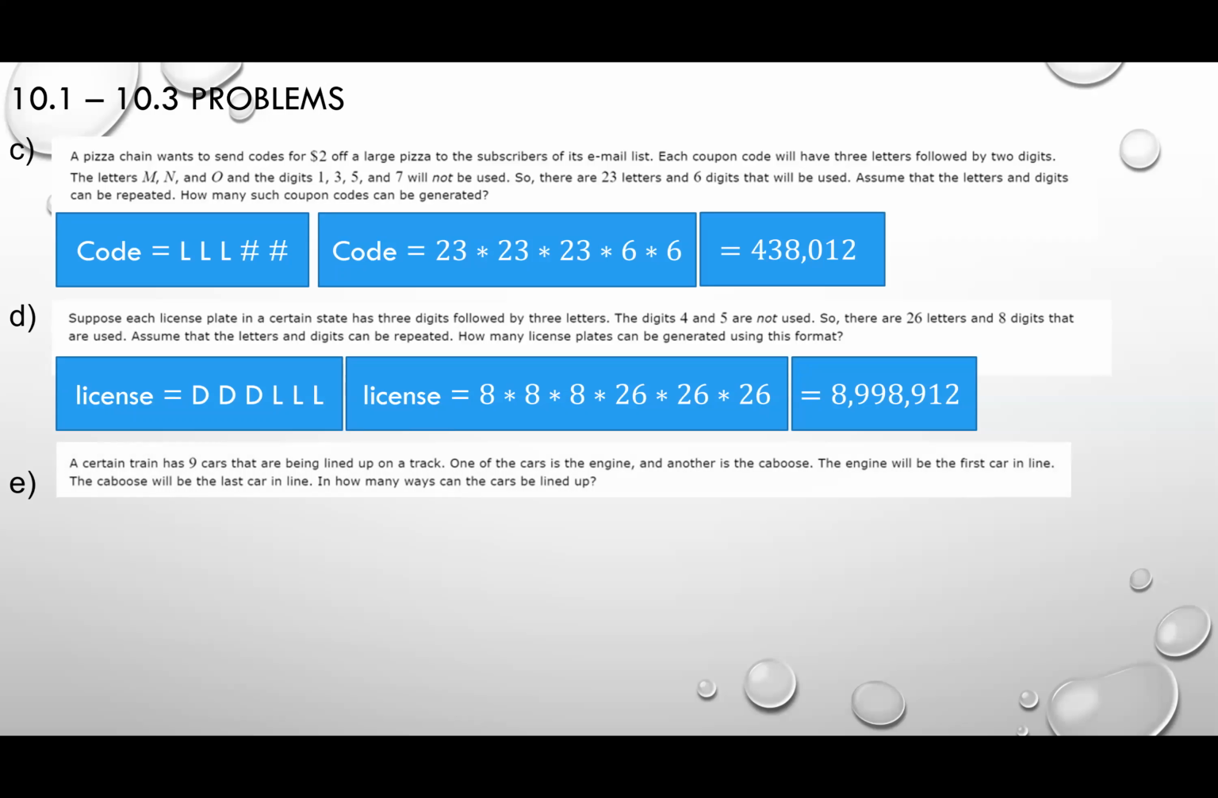Let me ask you guys, if you know, it's weird. E is kind of similar to C and D, but not quite similar. The reason why, if you read this thing here, a certain train have 9 cars that are being lined up on a track. One of the cars is an engine, the other is a caboose. The engine will be the first car in line, and the caboose will be the last car in line. How many ways can the cars be lined up?